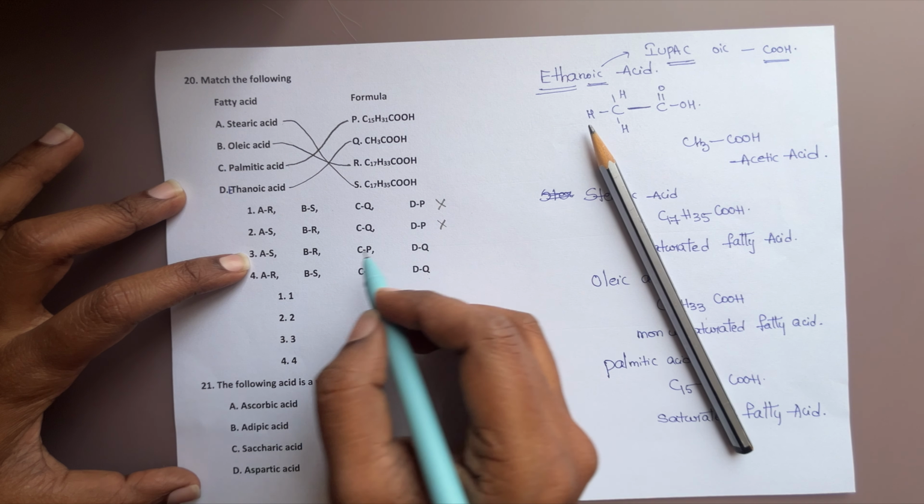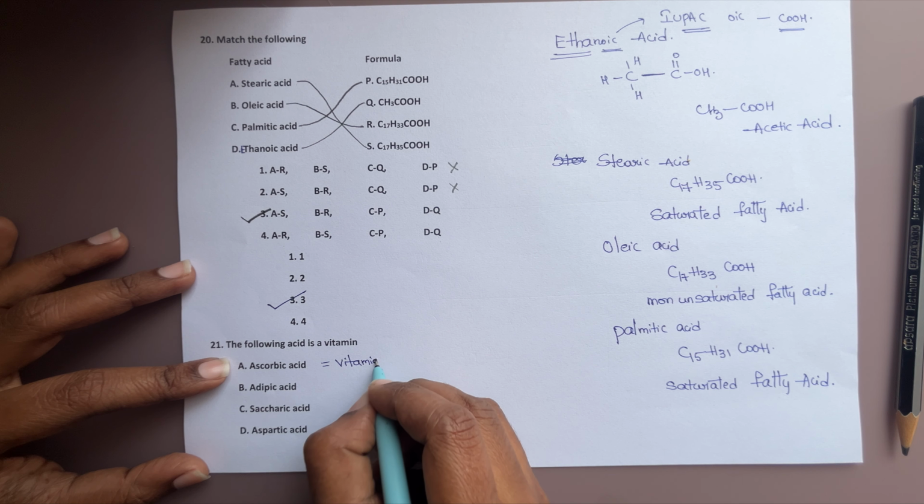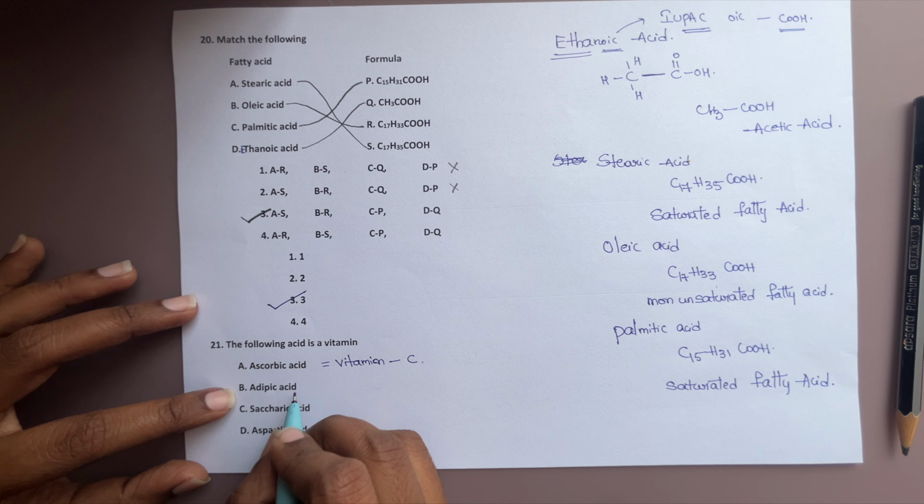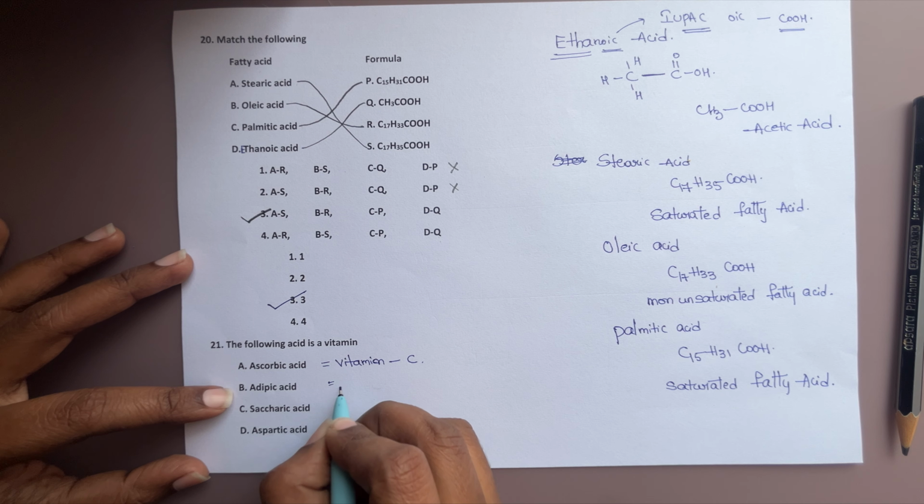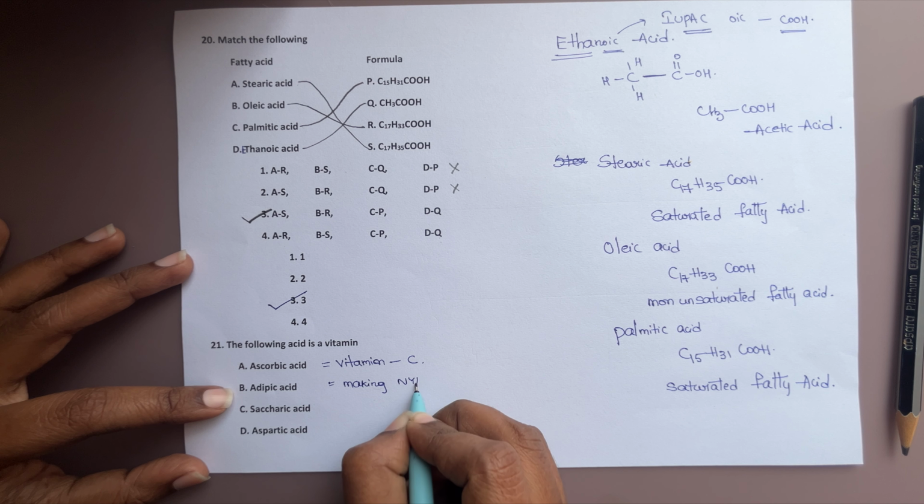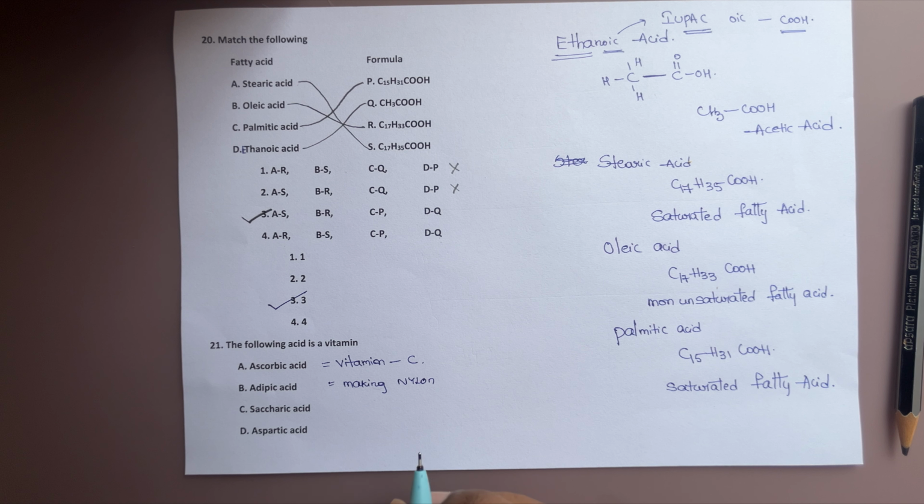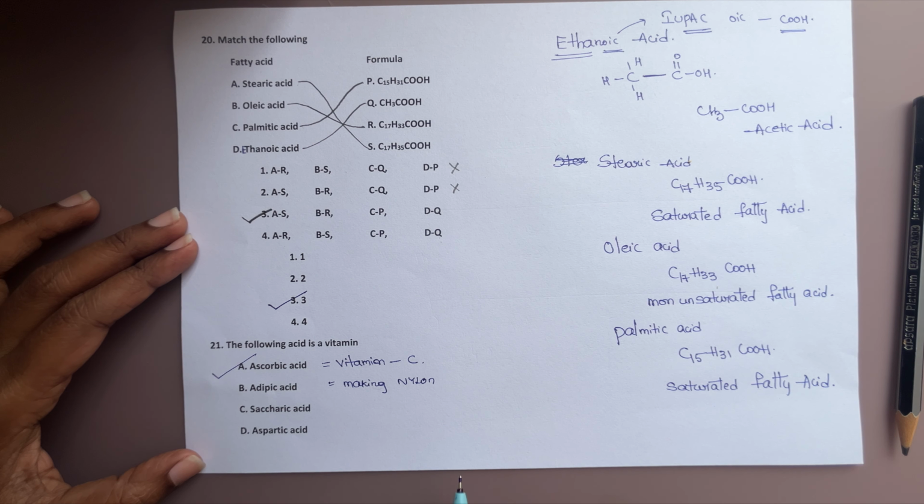Now coming to the following question, question 21. The following acid is a vitamin. Ascorbic acid is vitamin C. So the remaining are not vitamins. Adipic acid is used in the preparation of nylon. Saccharic acid, aspartic acid, all these are also not vitamins. So the answer is ascorbic acid. Thank you.